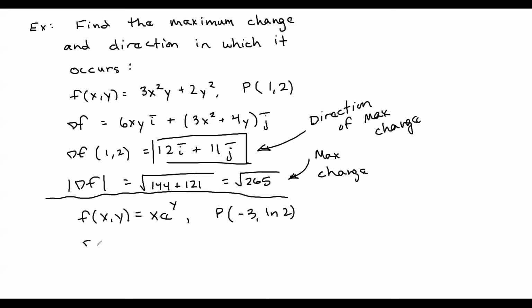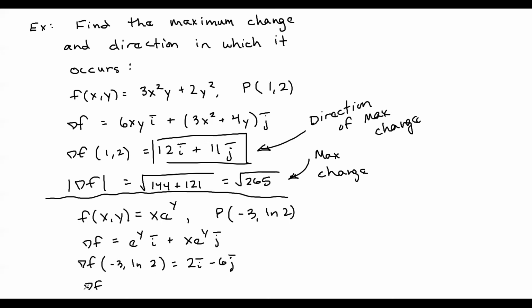All right, in order to figure that out, we need the gradient. Take the derivative with respect to x, you get e to the y i. Take the derivative with respect to y, you're going to get x e to the y j. Plug in the point. We got the partial with respect to x at (-3, ln 2). If you plug in ln 2, we get e to the ln 2, so that's just 2. And over here, we'll have -3 times e to the ln 2, so that's going to be -6.